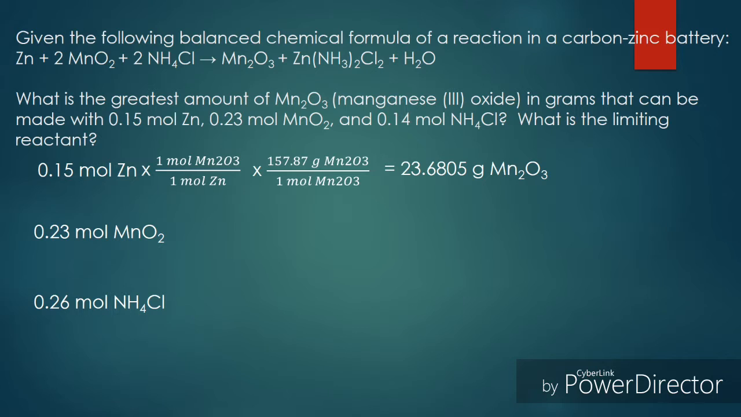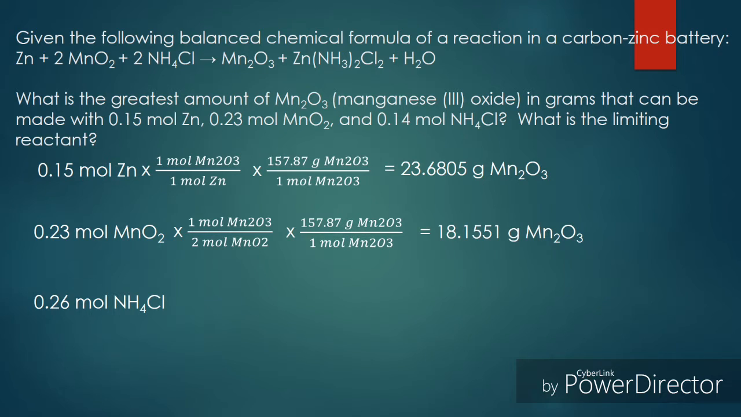Next, for manganese dioxide, I want to convert this into moles of manganese(III) oxide. I would convert this into manganese(III) oxide in moles, so I multiplied by 1/2. Next, since the question is asking for it in grams, I would multiply by the molar mass of manganese(III) oxide. This would give me 18.1551 grams.